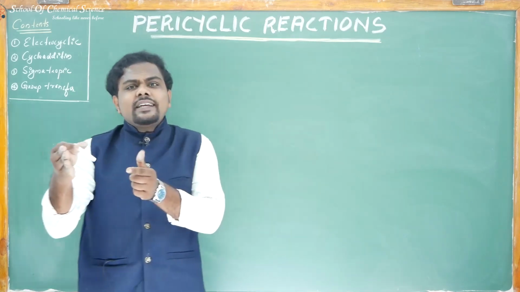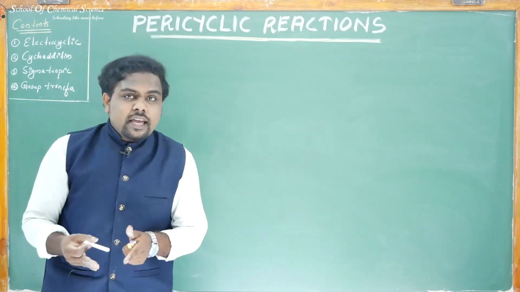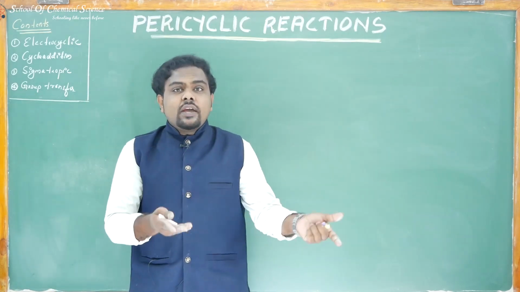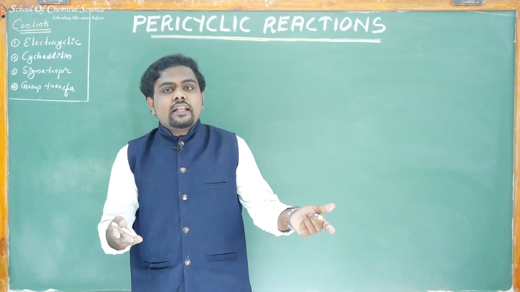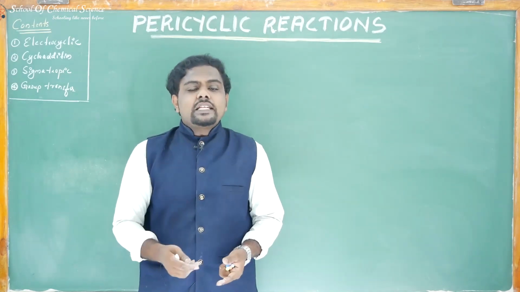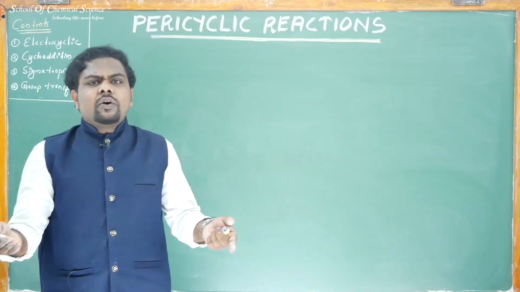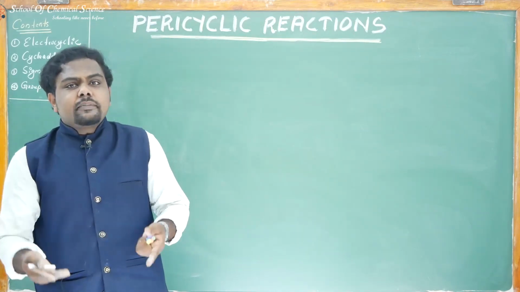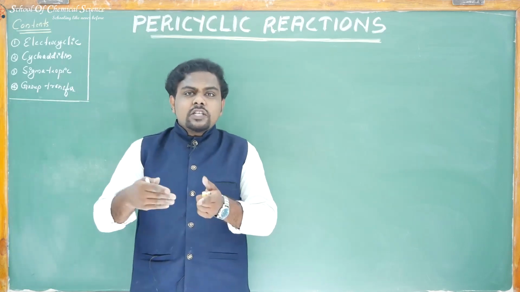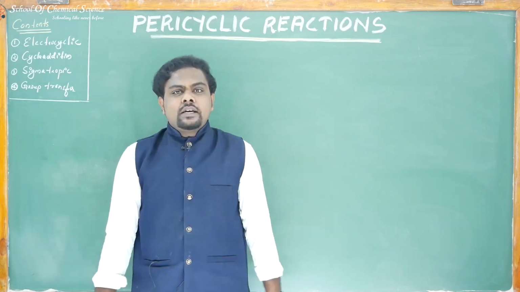A normal organic reaction is basically an ionic reaction, and it proceeds in the presence of an electrophile or a nucleophile, through certain intermediates like carbocation, carbanion, free radical, carbene, nitrene, benzyne. Such reactions proceed through these intermediates.